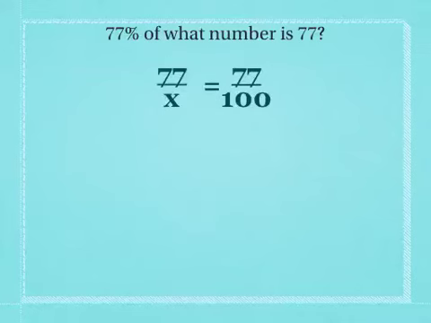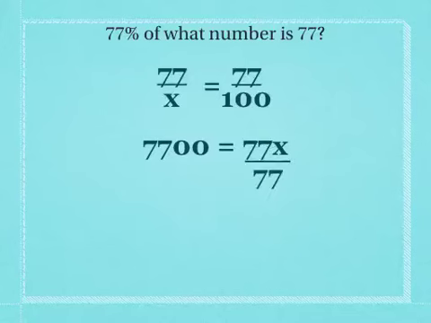Well, notice on both of these have 77 on top. So for them to be equivalent, they would also need the same number on bottom. But because this is a proportion, I'm going to go ahead and solve it so that I can prove and use the proportion to solve for x. 77 times 100 is 7,700 equals 77 times x when I cross multiply. I need to divide both sides by 77, and I do end up with x equals 100.